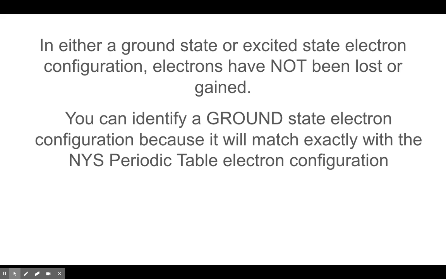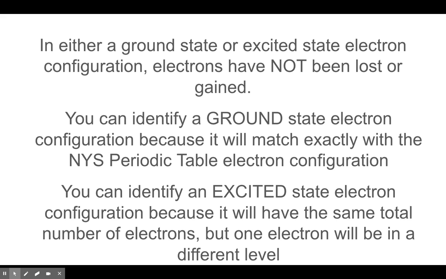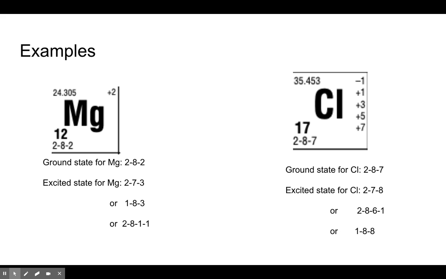You can identify a ground state electron configuration because it will match exactly with the New York State periodic table electron configuration. You can identify an excited state electron configuration because it will have the same total number of electrons, but one electron will be in a different level or a different spot. Let's take a look at some examples.